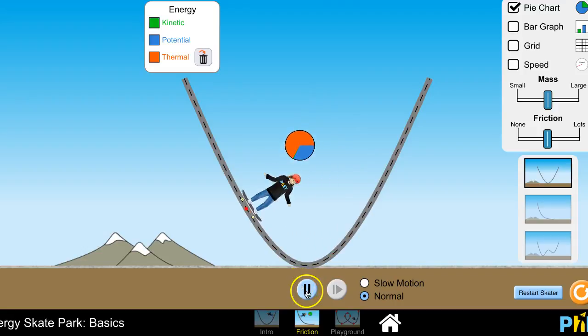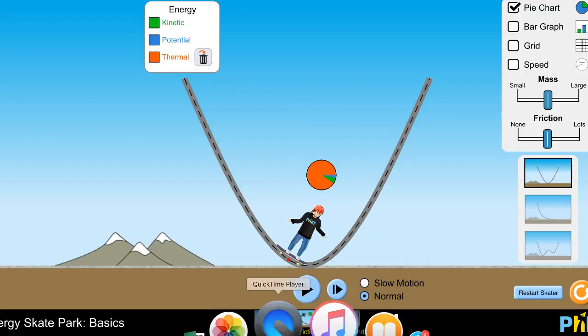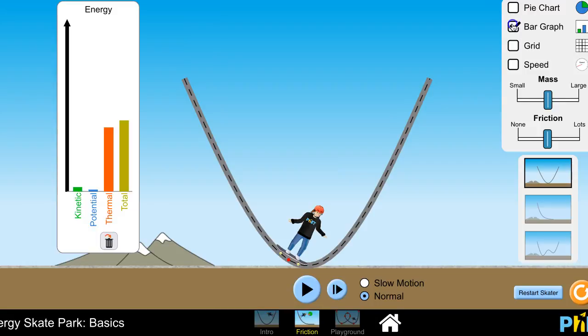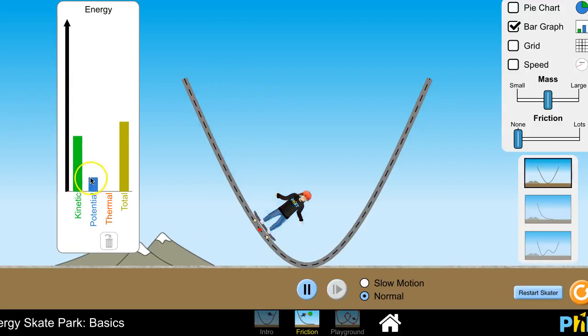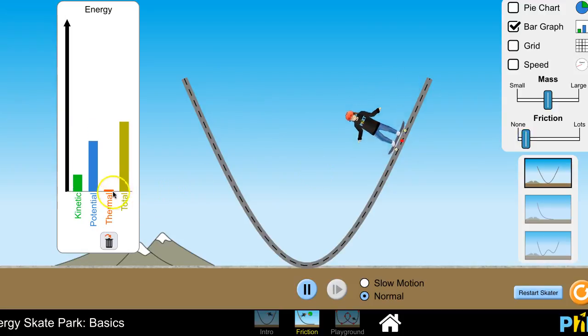Those are both options. Okay, and then to wrap up this video, I'm going to show you one other type of chart that we can use to diagram this. So instead of a pie chart, we can look at a bar graph. Okay, and so we're going to be using bar graphs. If you look here, we put the skater on the edge, and you can see it switching between potential and kinetic energy. If we allow for there to be friction, then that thermal energy bar is going to keep climbing up, taking from our total energy, okay, and so on.